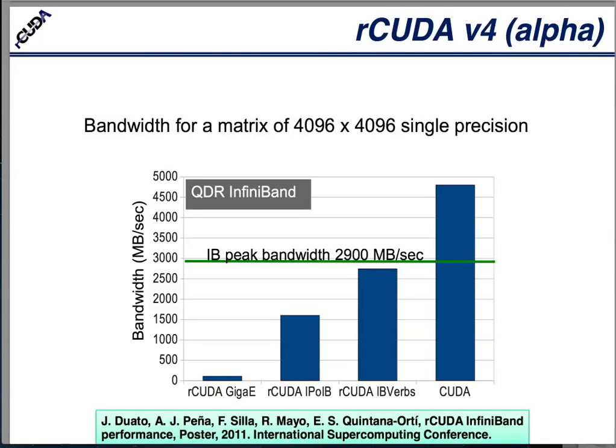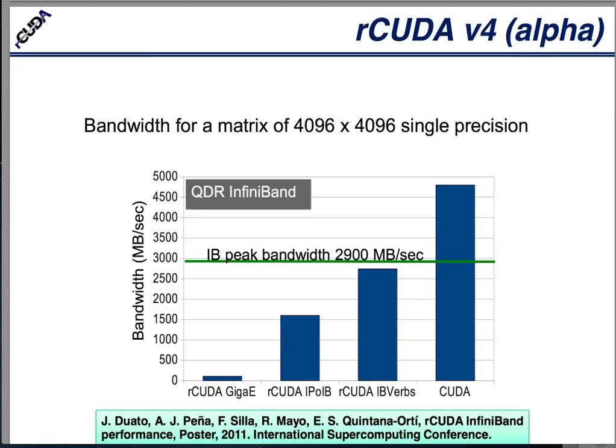Here we have some numbers for transfer performance using rCUDA 4. In this system, with the new InfiniBand verbs module, we reached 97% efficiency of the network interconnect to transfer data from the client to the remote GPU. And if doing it through the TCP/IP stack, we had probably half performance. So that's why it's important to have the InfiniBand-based communications module.